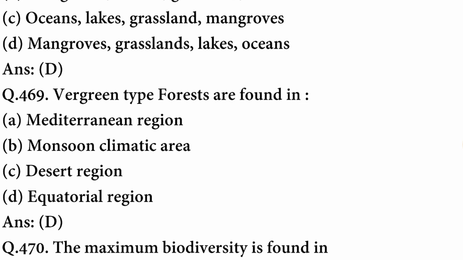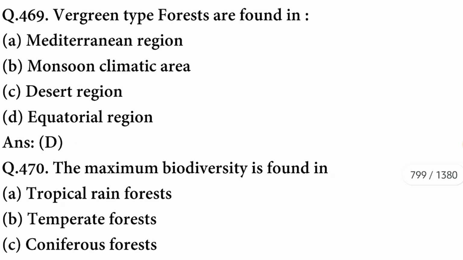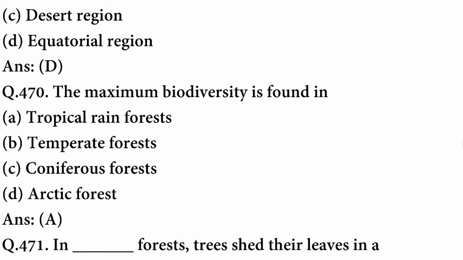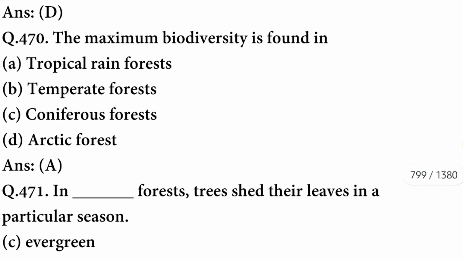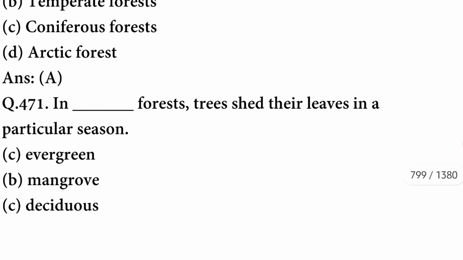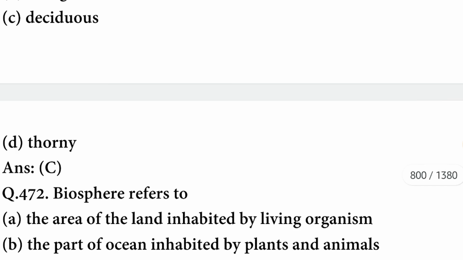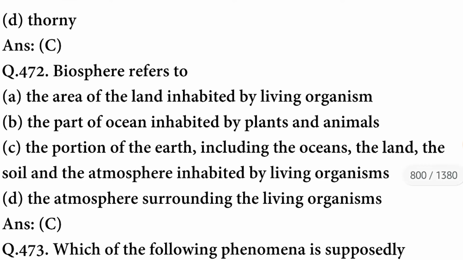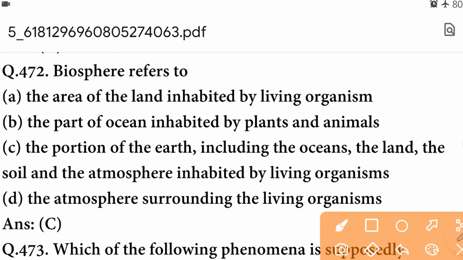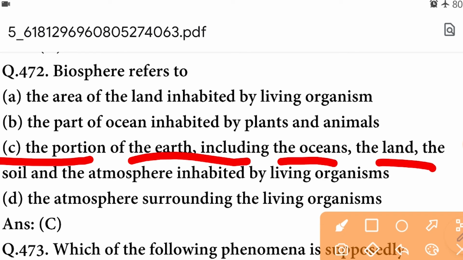Where green types forest are found in? These are found in equatorial region. The maximum biodiversity is found in tropical rainforest. In dense forest, trees shed their leaves in a particular region. These are deciduous forest. Biosphere refers to the portion of the earth including the ocean, the land, the soil and the atmosphere inhabited by living organisms.